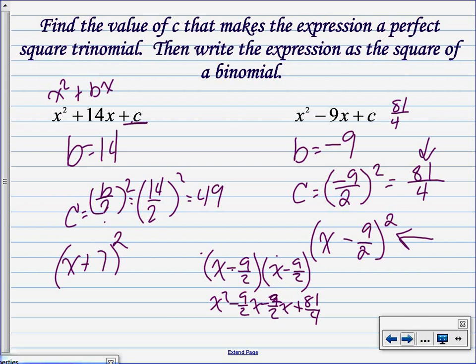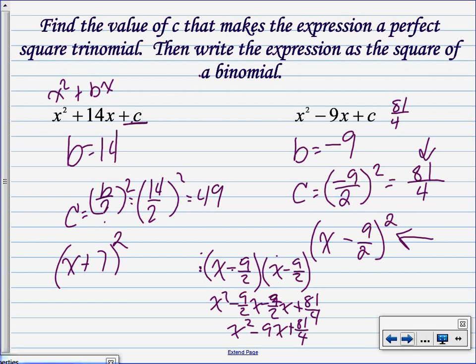And what's negative 9 halves minus 9 halves? They're both negative, so it's negative 18 over 4 x, which is negative 9x. Negative 18 divided by 2 is negative 9. So x squared minus 9x plus 81 fourths. Right? So then I get my equation up here. It's factoring a perfect square trinomial. This is the same as this, right? They want you to write the expression as the square of the binomial.